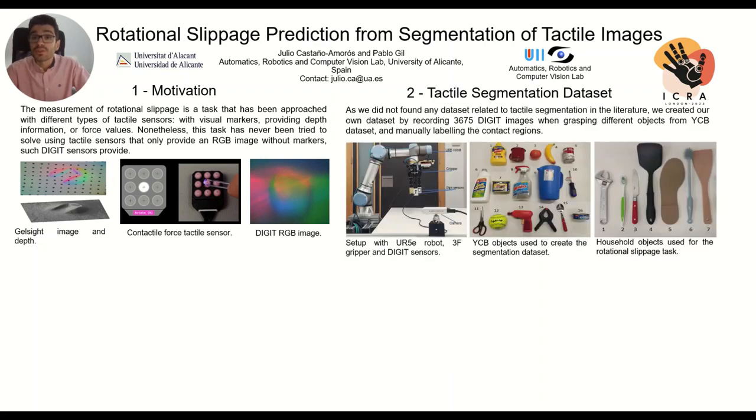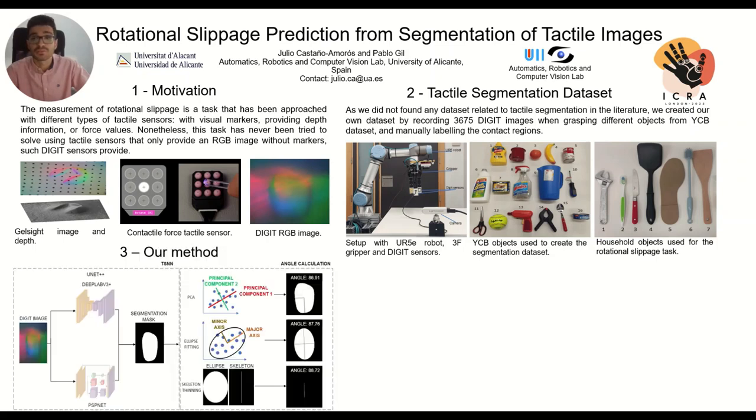Reviewing the literature, we didn't find any dataset related to tactile segmentation, so we created our own dataset using 16 objects from the YCB dataset. We also used other household objects for the experimentation of measuring the angle of rotation.